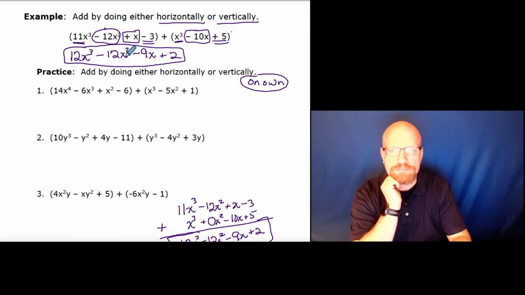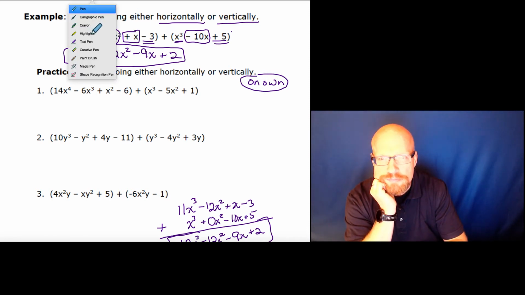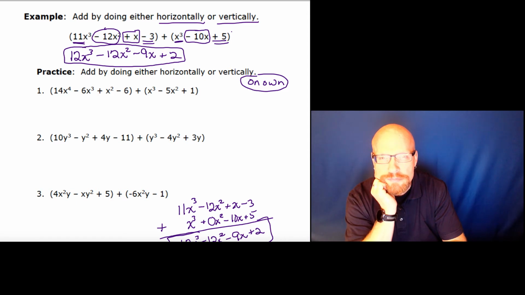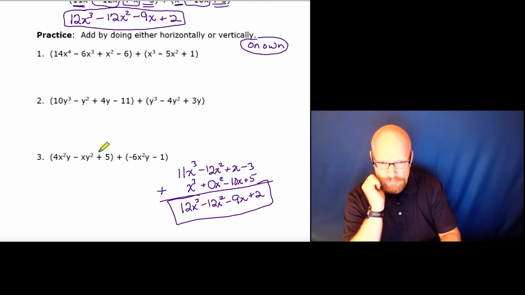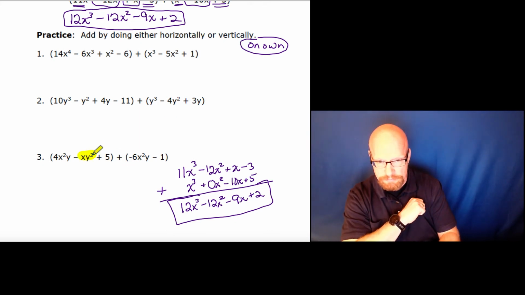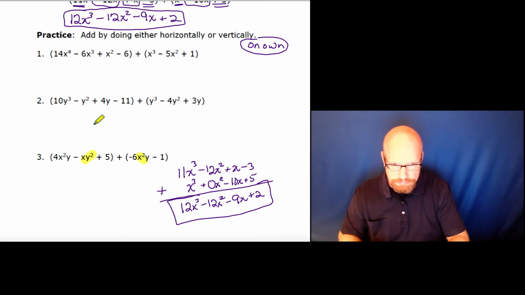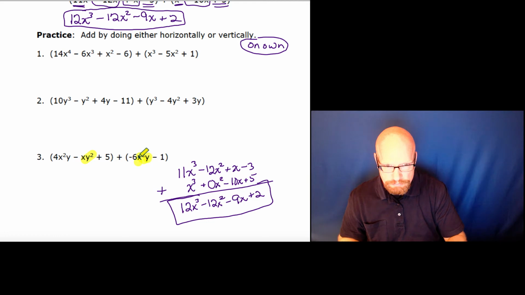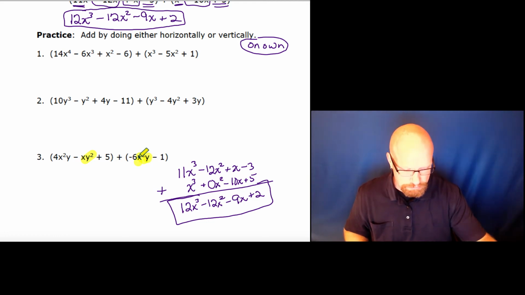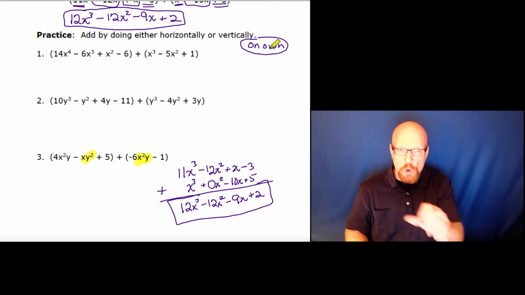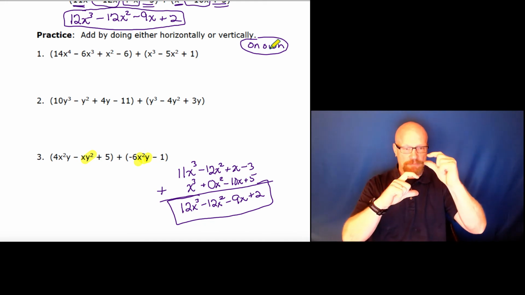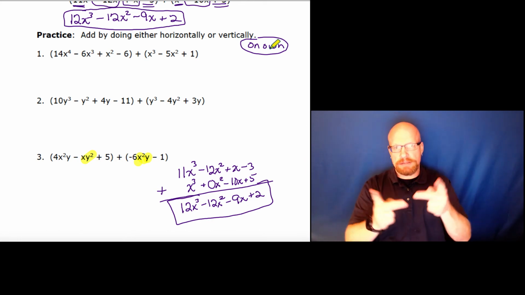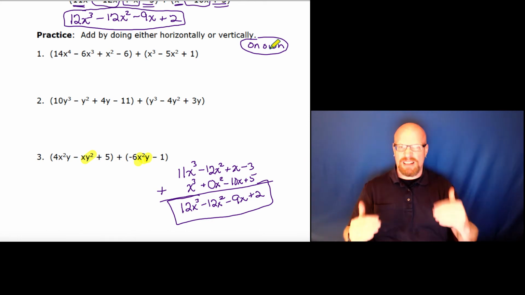One warning. Those two terms are not like terms. You must have the variables matching with the same exponents on the same variables.